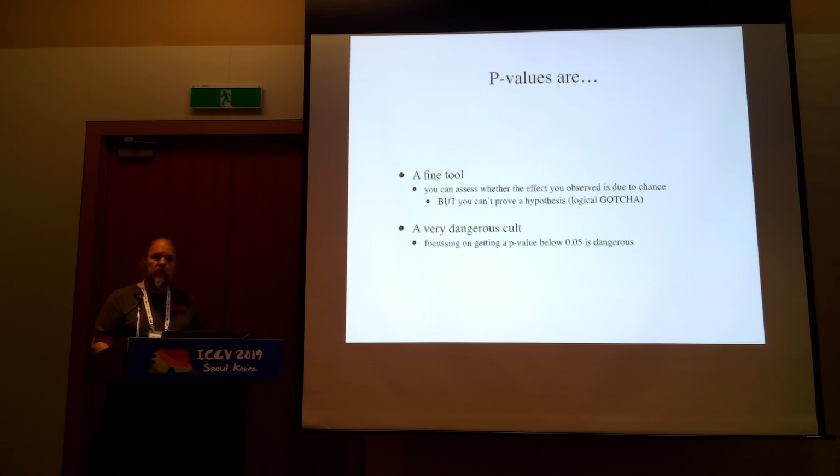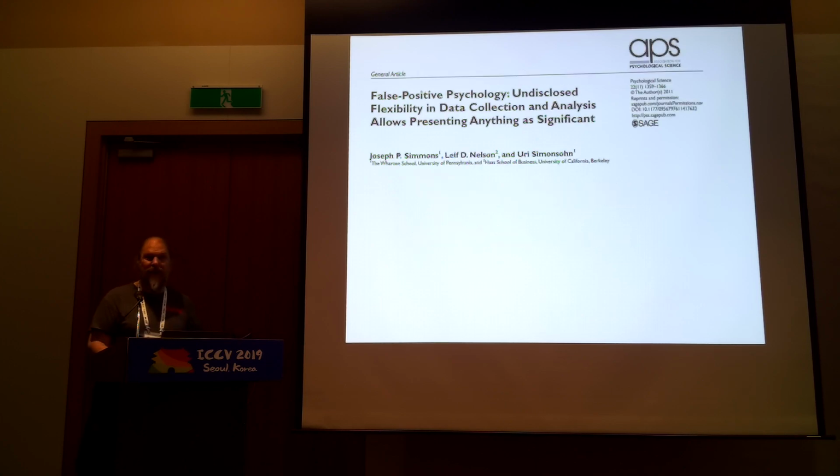Unfortunately, p-values are also a very dangerous cult, right? There are many literatures that have been poisoned by focusing on getting a p-value below 0.05, because then you get published. In some of the medical literature, it has to be below 0.025, which means you've got to fudge your experiments even harder. And I want to show you an example of how bad things can get. This is an excellent paper that everyone should have read about flexibility in data collection and analysis.